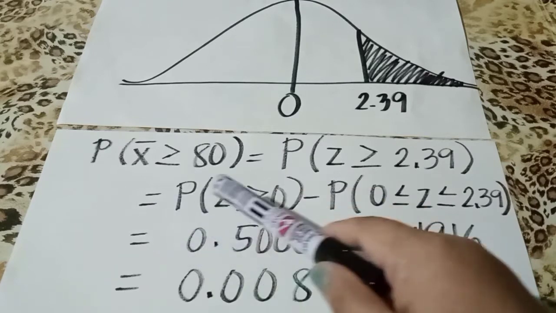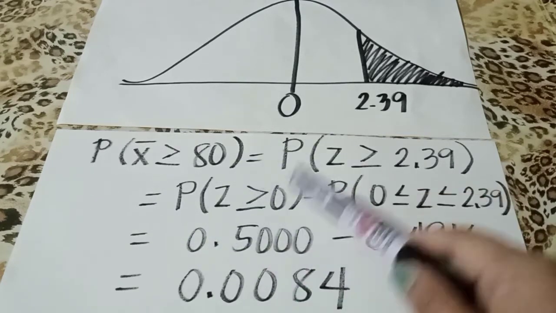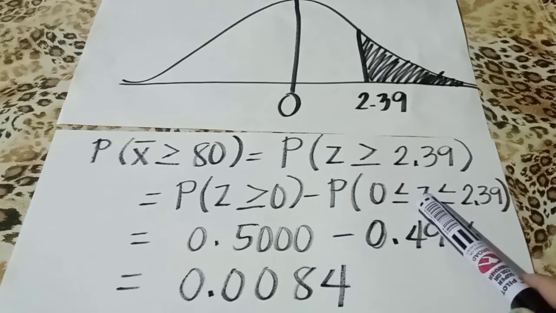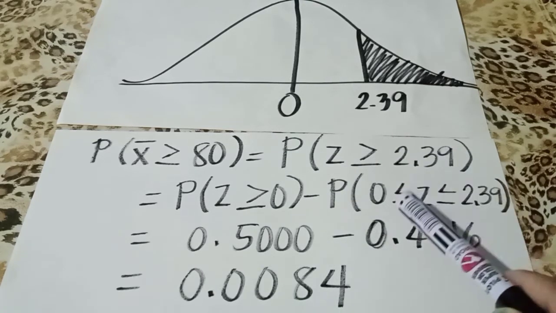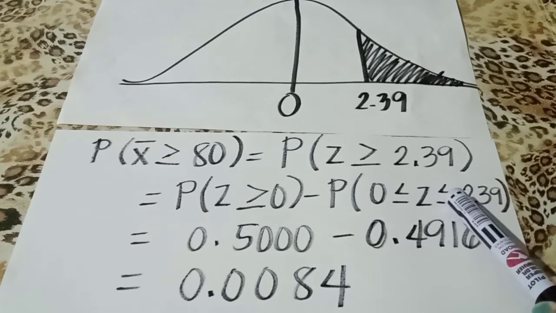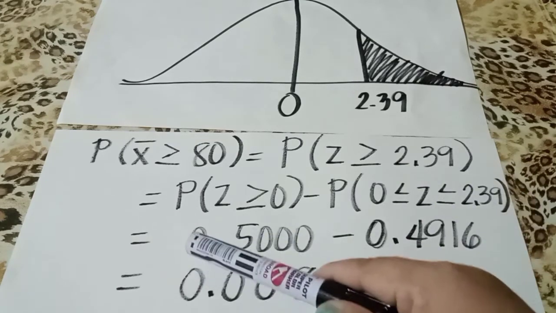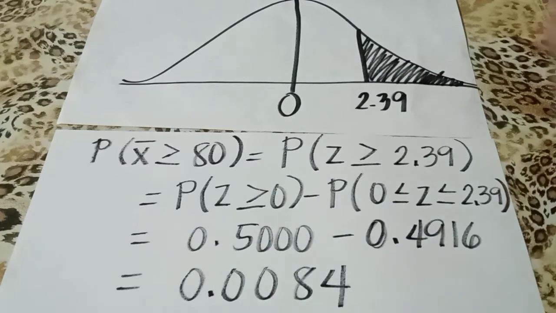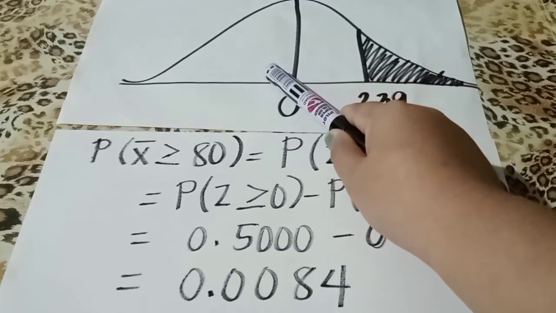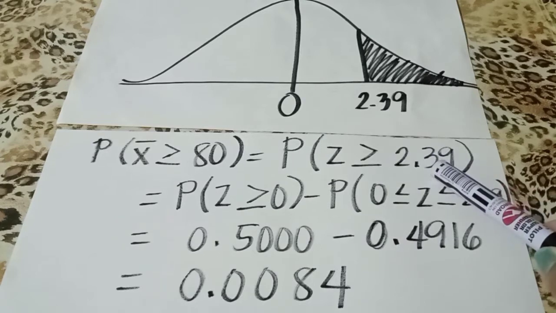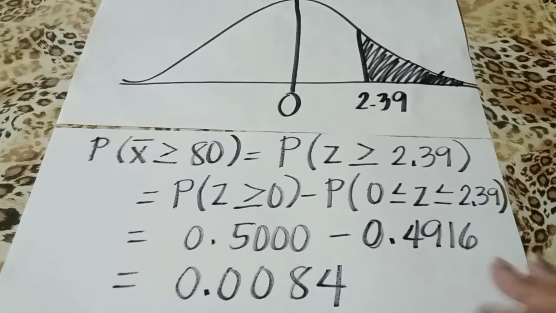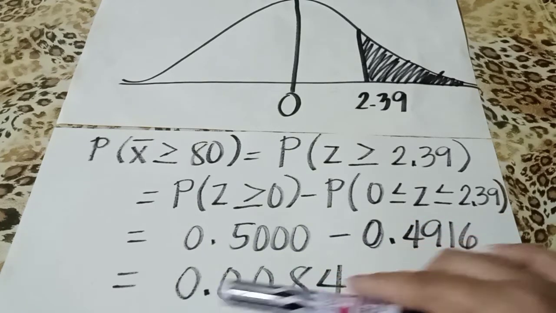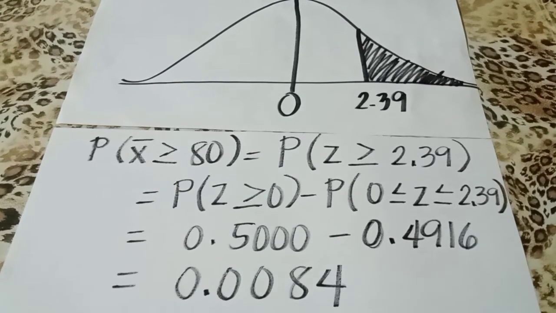So we have the probability that the standard score is greater than or equal to 0, minus the probability that the z-score is greater than or equal to 0 but less than or equal to 2.39. So we have here 0.5000 because we all know that half of our area is 0.5, minus the value for 2.39 using the table of areas under the normal distribution, which is 0.4916. If you subtract these, we have 0.0084. Thus, the probability that a random sample of size 40 will have a mean of 80 or more is 0.0084.